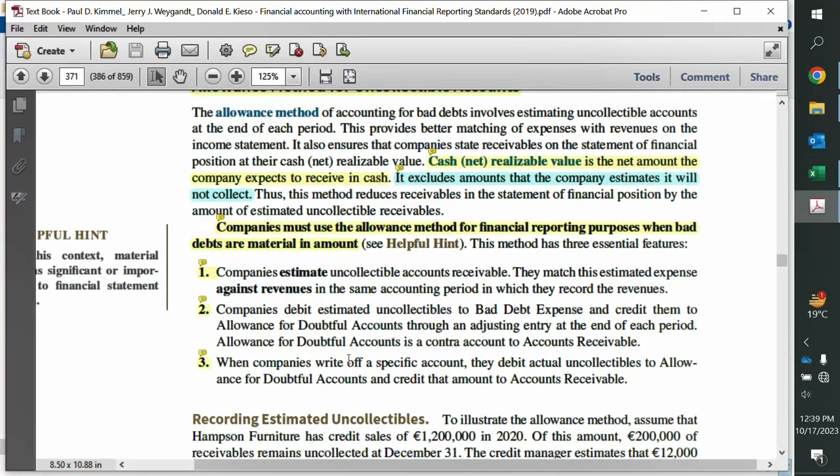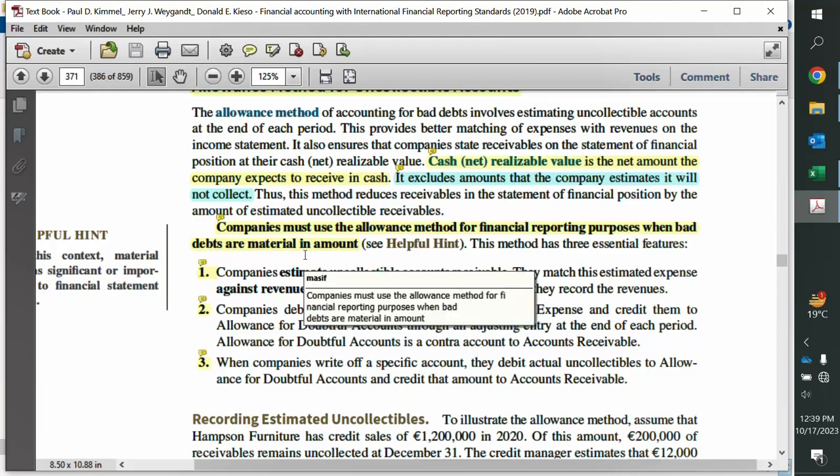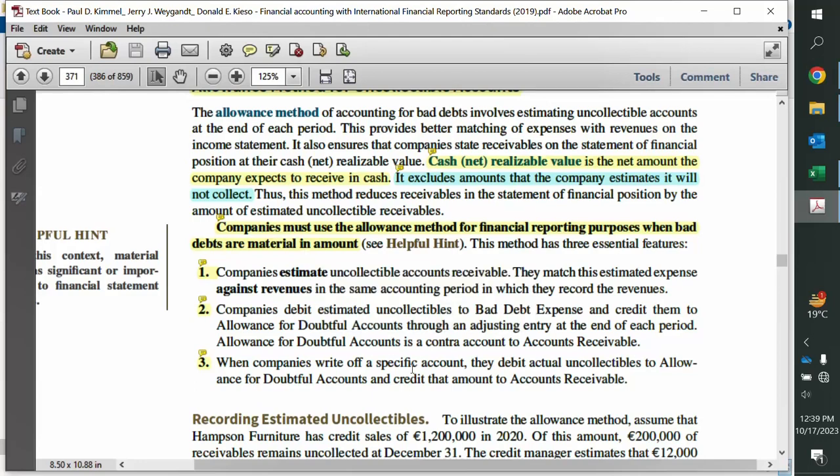So 5,000 is excluded. Companies must use the allowance method for financial reporting purposes when bad debts are material, significant bad debt. Significant means 1%, even half a percent is significant, right? There is no particular threshold for significance, but you can see this helpful hint probably. Anyway, we are not concerned at this point in time to gauge what is material and what is significant. For at least the academic purpose, everything that is given is significant, right?